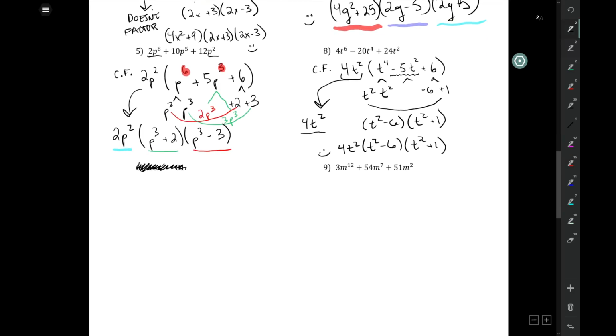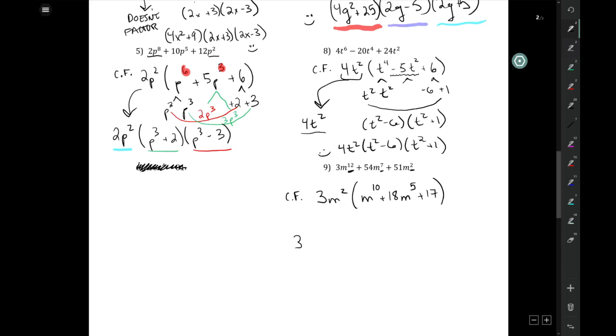Another practice here. Oh my gosh, m to the 12th and 7 and 2. What, Mr. Dvorsky? It'll be all right. Let's see, do they all share a 3? I believe they do. 51 divided by 3 is just 17. So they share a 3. And they share an m squared. That's going to leave me with m to the 10th, 54 divided by 3, really 18, m to the 5th, plus 17.